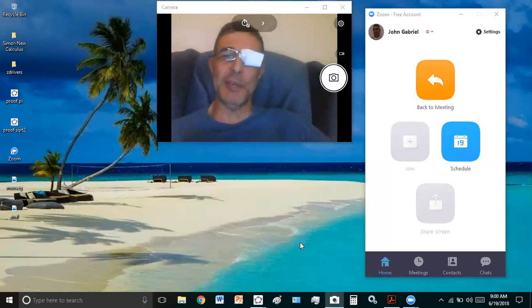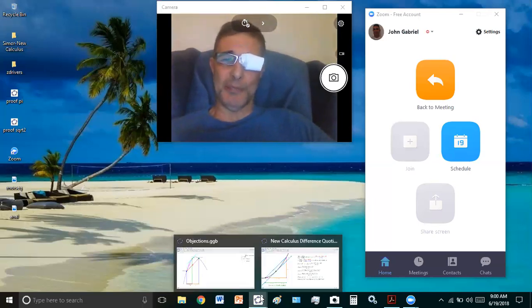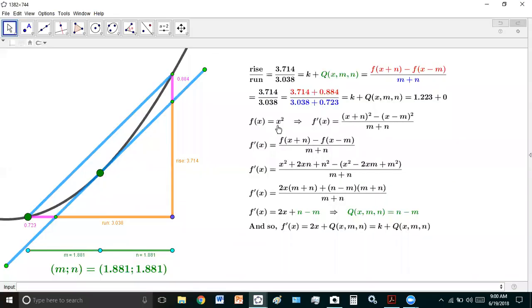It's just that so many people have been asking me, well, why is it that you have the derivative equal to k plus q x mn? In other words, what you see here. Why is the derivative actually equal to k plus q x mn? In other words, where q is a function of these three. Well, I'm going to be explaining all this to you in a moment.